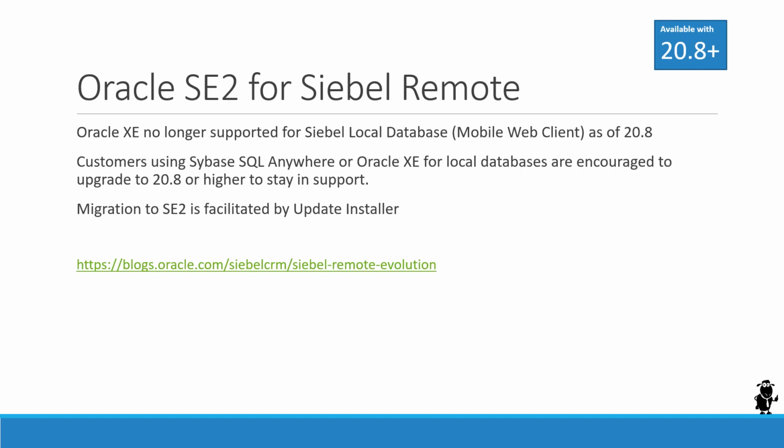Oracle XE is no longer a supported database for the Siebel local database for the mobile web client. Customers using SQL Anywhere or Oracle XE in prior versions such as Siebel 15 or Siebel 16 are encouraged to upgrade to 20.8 or higher to stay in support for the new database, which is now Oracle SE2, Standard Edition 2. The migration of databases is facilitated by the update installer, which lays down the SE2 database on the machine where the update is installed.